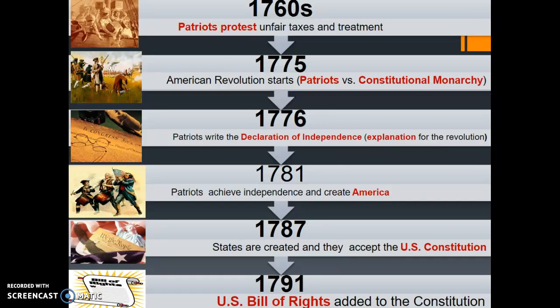So if we see these two different revolutions, the Glorious Revolution and the American Revolution, we can see that both of these revolutions end with a Bill of Rights being written, meaning a document written which outlines and protects the rights of the people.